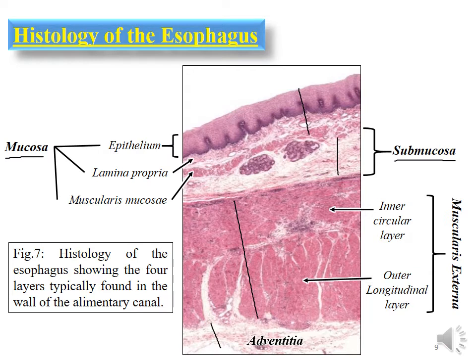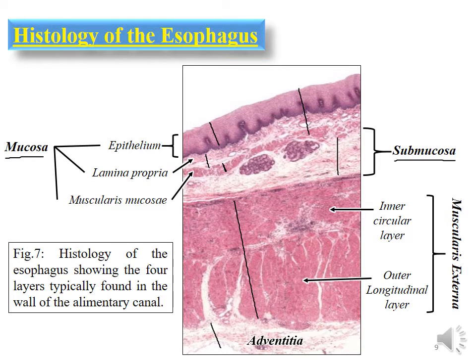Now the mucosa is formed of epithelium, lamina propria, and muscularis mucosae. The epithelium in the esophagus here is stratified squamous, non-keratinized epithelium. Under it we have the lamina propria, which is a connective tissue layer, and the last part of the mucosa is the muscularis mucosae. It is a thin layer of smooth muscle cells that separates the mucosa from the submucosa. The submucosa is another connective tissue layer.